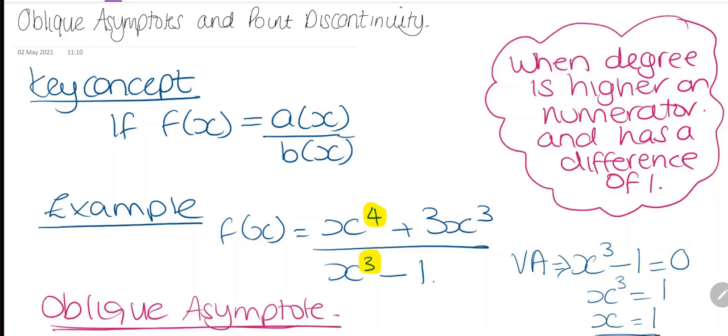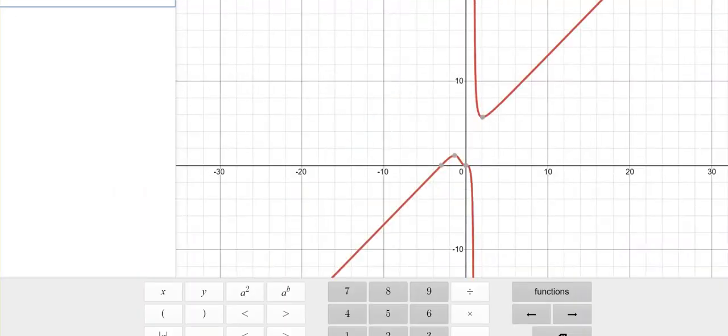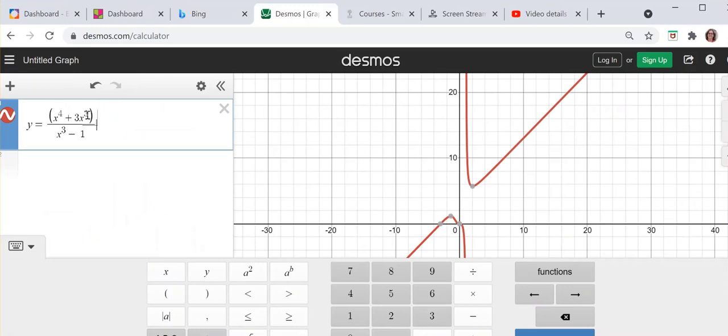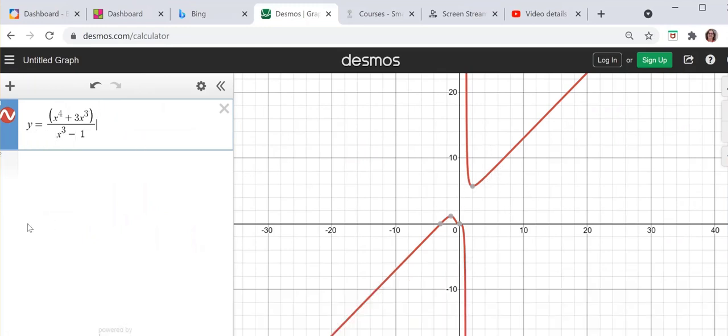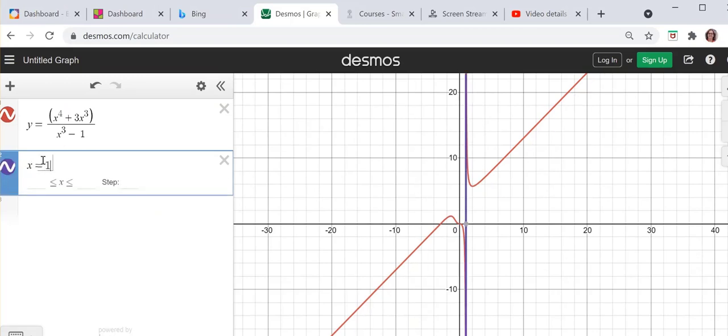If we have a look at Desmos, so let's minimize that. You put the graph into Desmos and it's going to look something like this. And then what we need to do is add x is equal to 1. So this is our asymptote here, this purple line. So we have an oblique asymptote, and we need to find the equation of this line that's going to take us here.